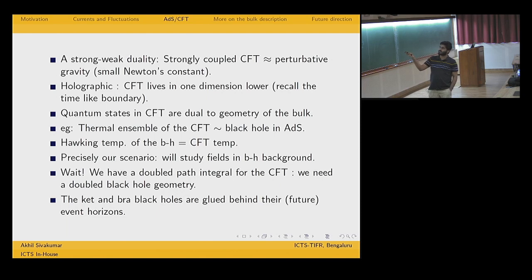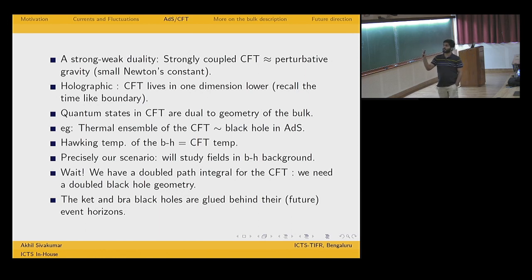And it's not any black hole. The black hole's Hawking temperature should match the CFT temperature we are looking at. And that's precisely our scenario. We'll study fields in AdS geometry with a black hole, and evaluating on-shell actions of bulk fields in this background corresponds to integrating out the thermal ensemble of the CFT.